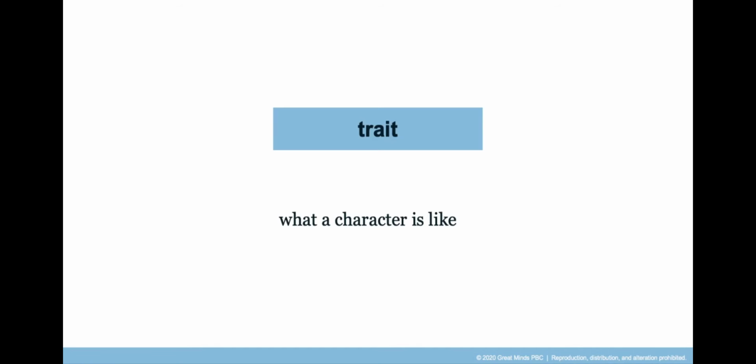A trait describes what a character is like. You are going to use your observations about Cinderella's actions to help infer, or make a good guess, about her character traits. You're going to have an opportunity to figure out what Cinderella is like by looking at what she does and says in this story.